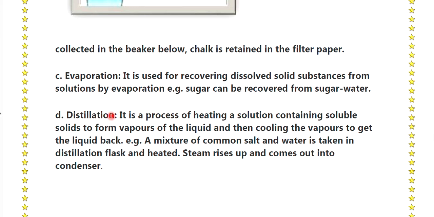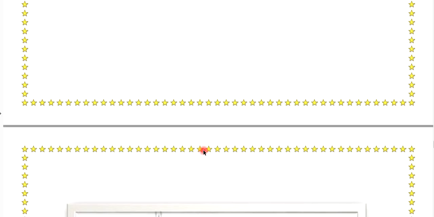D, distillation. It is the process of heating a solution containing soluble solids to form vapors of the liquid and then cooling the vapors to get the liquid back. Example, a mixture of common salt and water is taken in a distillation flask and heated. Steam rises up and comes out into the condenser.